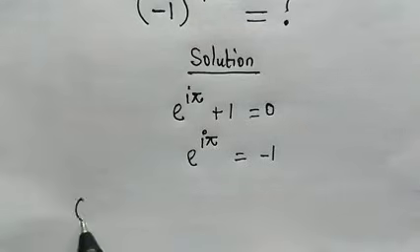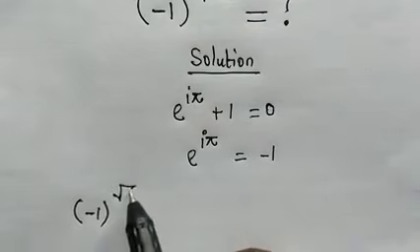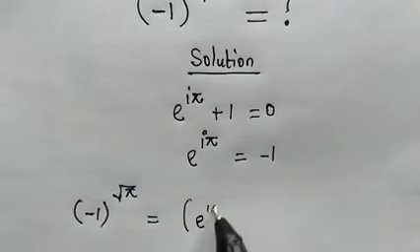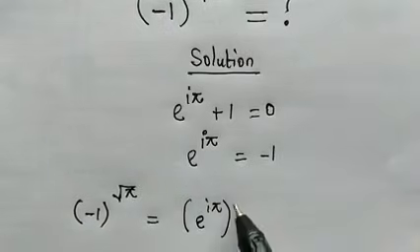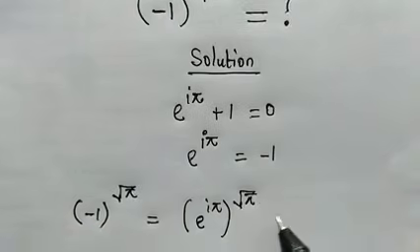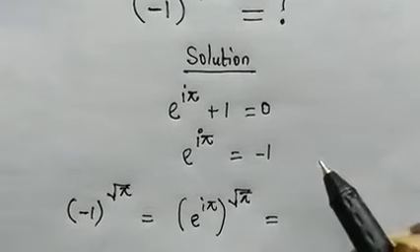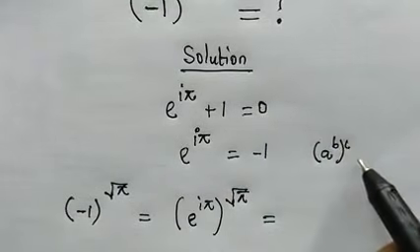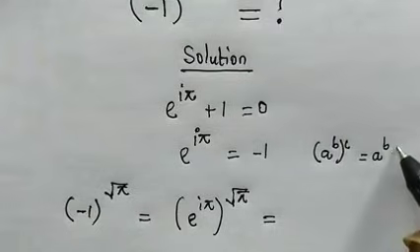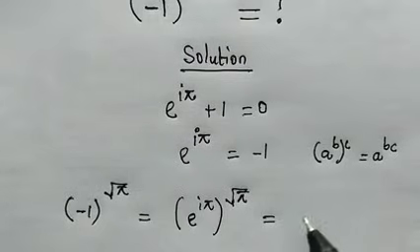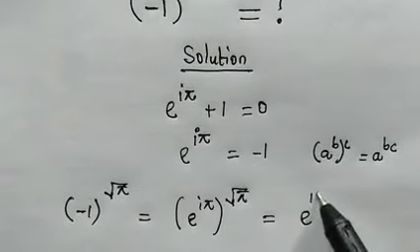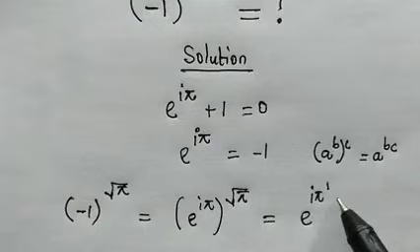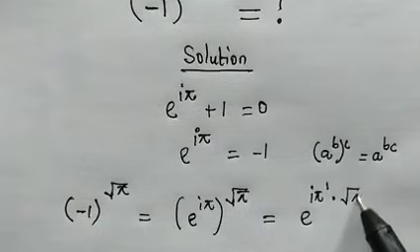So now the expression -1 to the power of square root of pi will be equal to e to the power of i pi, then raised to the power of square root of pi. So this will be equal to, we're going to make use of this rule. We know that a to the power of b to the power of c is equal to a to the power of b multiplied by c. So here this will be e to the power of i pi. Remember that this pi here has a power of 1, then multiply by square root of pi.